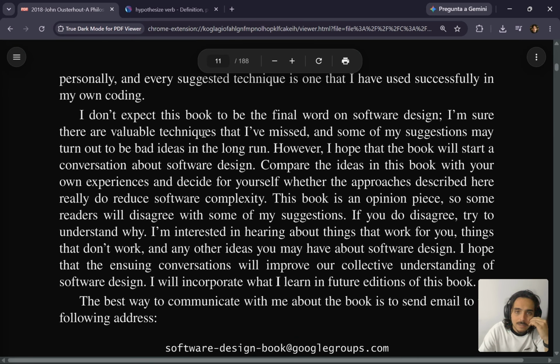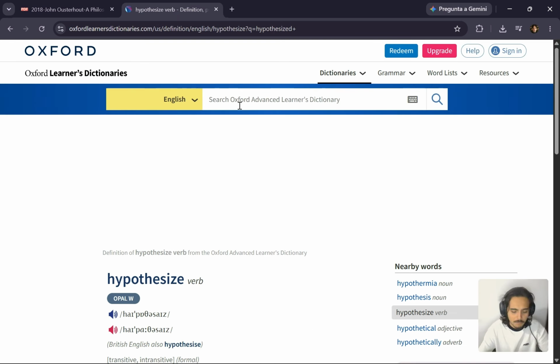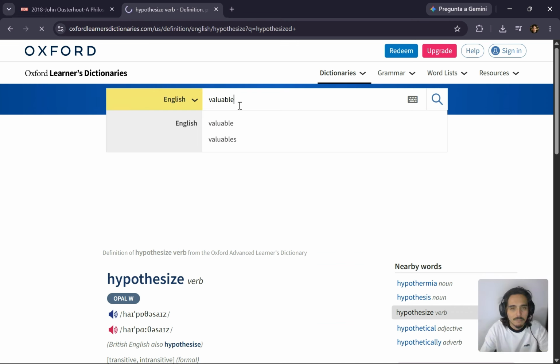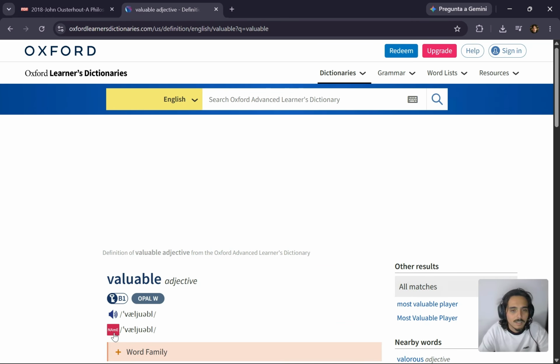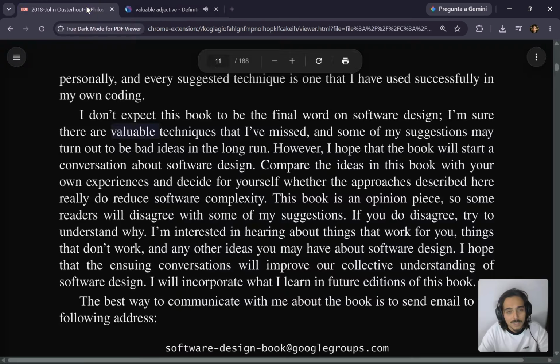So I don't expect this book to be the final word on software design. I am sure that there are valuable techniques that I've missed, and some of my suggestions may turn out to be bad ideas in the long run. However, I hope that the book will start a conversation about software design.